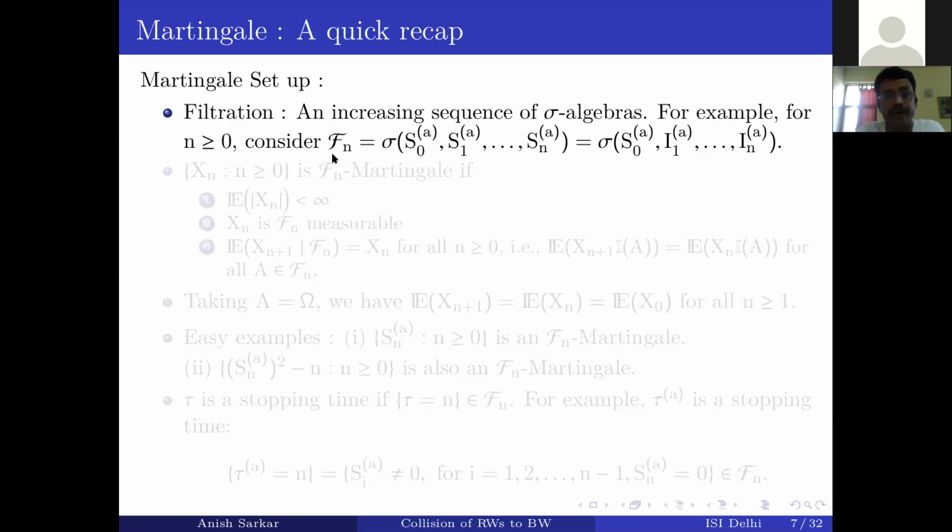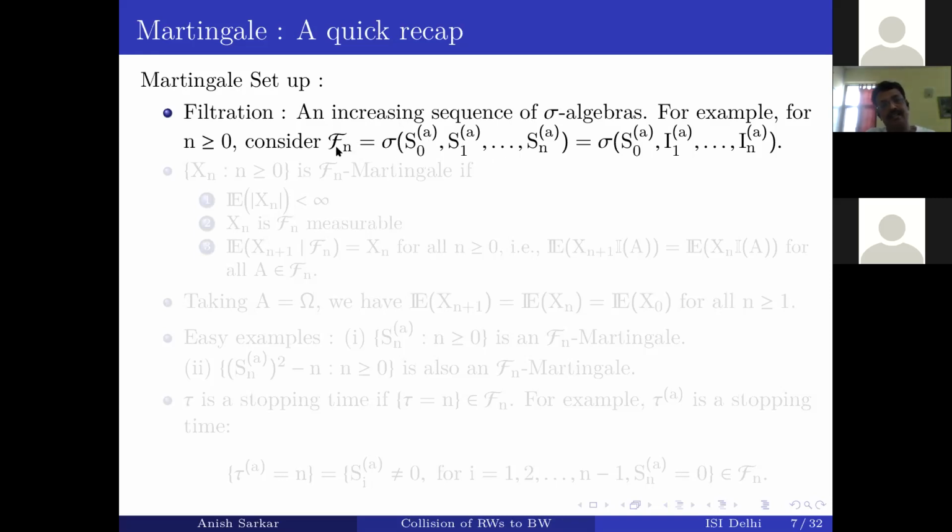So we require 2 things. One is called a filtration. What is a filtration? A filtration is a sequence of sigma algebras, and they should be non-decreasing, that is, increasing in some sense. Sigma algebras are collections of sets. So non-decreasing means that F_n is contained in F_{n+1}.